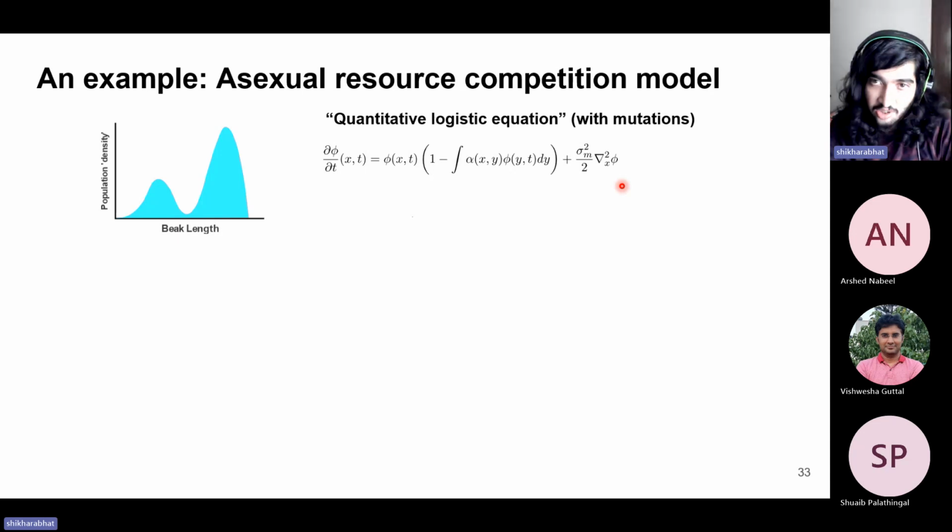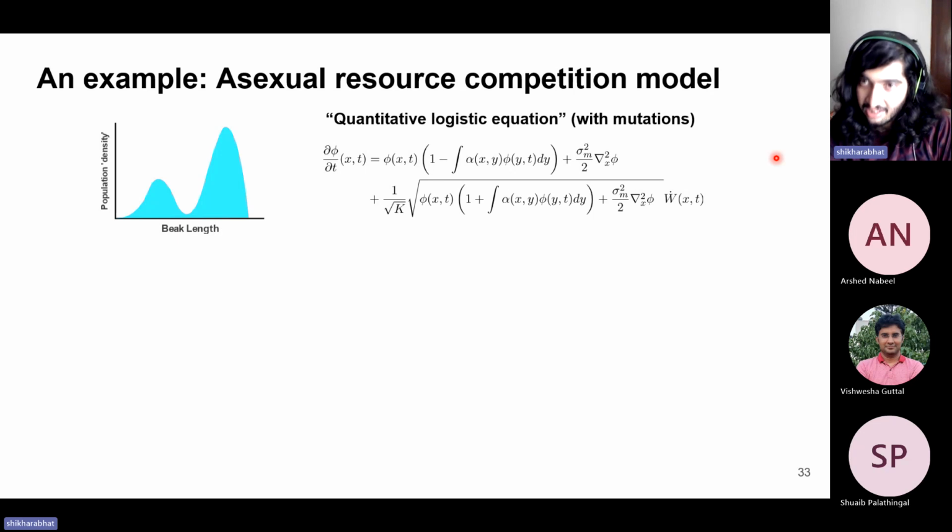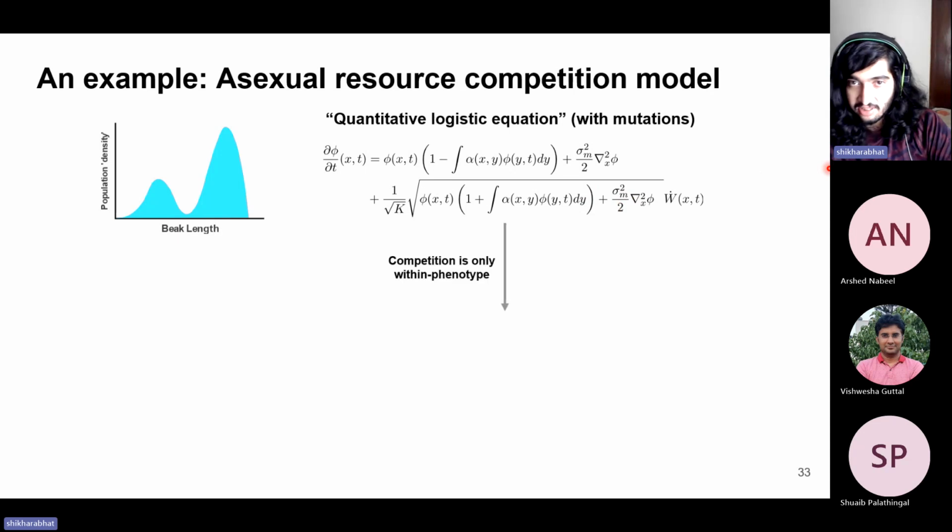But for finite populations, our derivation predicts that we have an extra term. This extra term is a space-time white noise that is scaled and depends on the sum of the birth and death rates, which in this case becomes phi times (1 plus this competition term), and the mutation acts the same way.